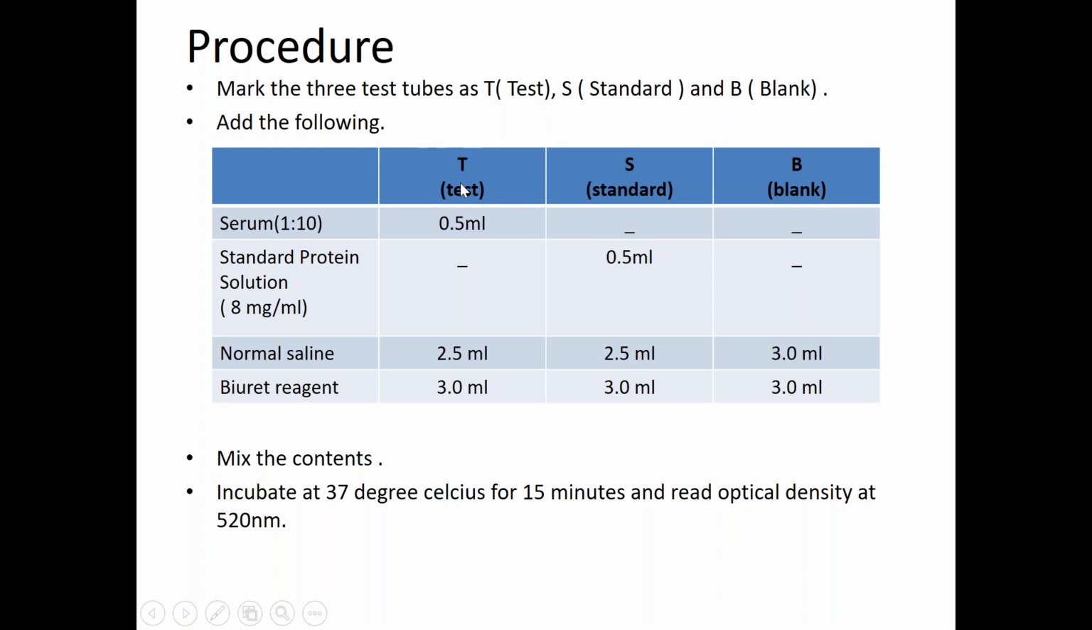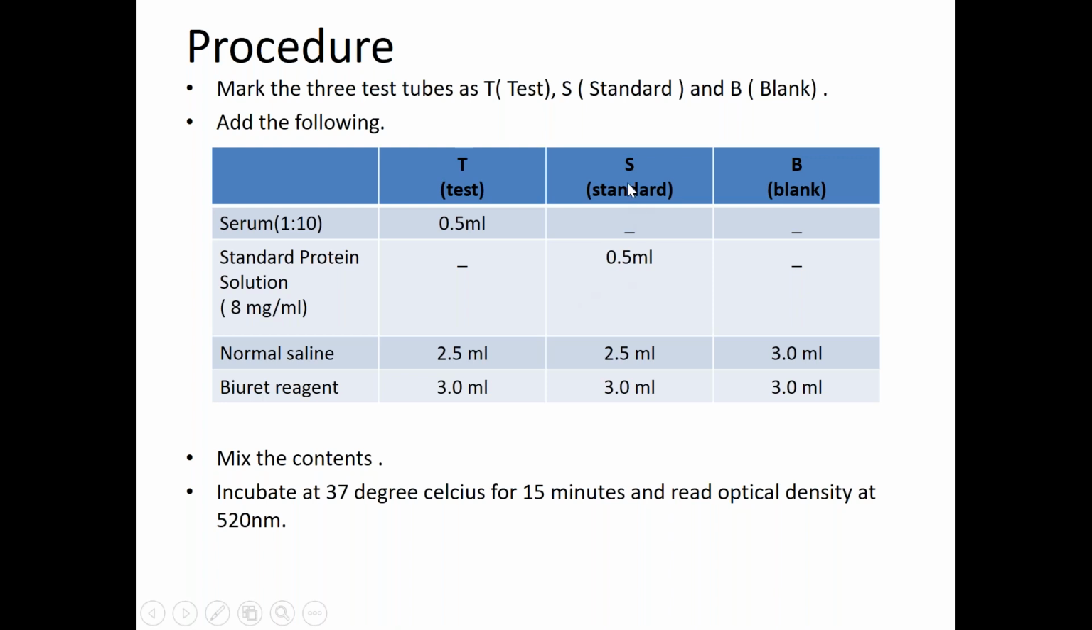In the test tube marked T, first put the serum or test solution that will be provided to you. This is already 1:10 diluted. Take 0.5 ml of the test solution, and after that add 2.5 ml of normal saline and 3 ml of biuret reagent. After adding serum, normal saline, and biuret reagent, mix the contents properly.